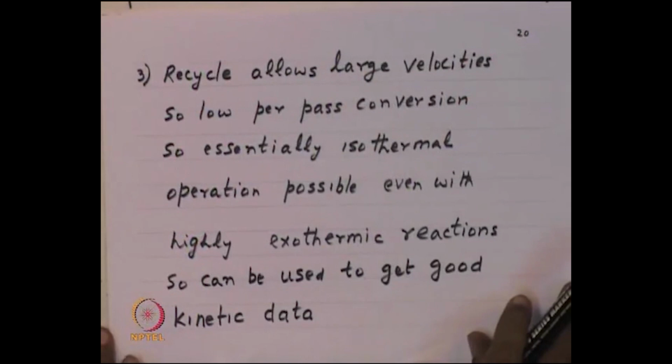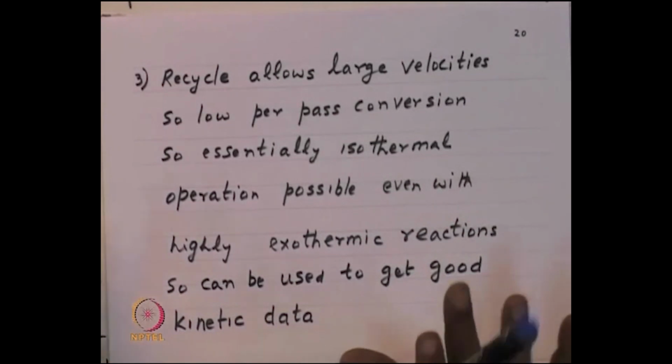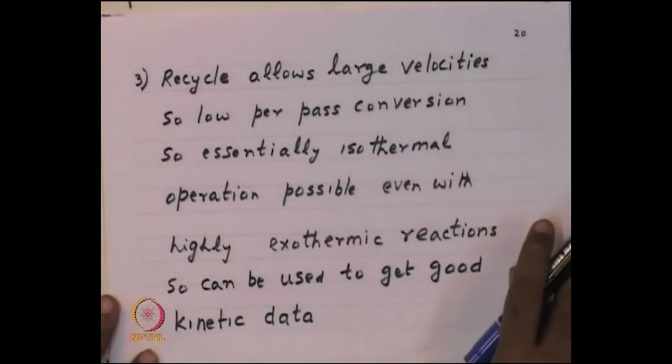Of which I mentioned a little earlier, it allows you to do a very low per pass conversion. When you have very large recycles, per pass conversion is quite low, which means essentially isothermal operation becomes possible, and therefore, you can do kinetic measurements in a recycle reactor. And therefore, you will find in catalyst development, for example, recycle reactors become particularly useful, because you are able to get very good catalytic measurements and essentially isothermal operation. It may be a very highly exothermic reaction, but because of a very large recycle, per pass conversions are so low that you are able to get isothermal data. So, these are the three important advantages that you will have with recycle reactors.